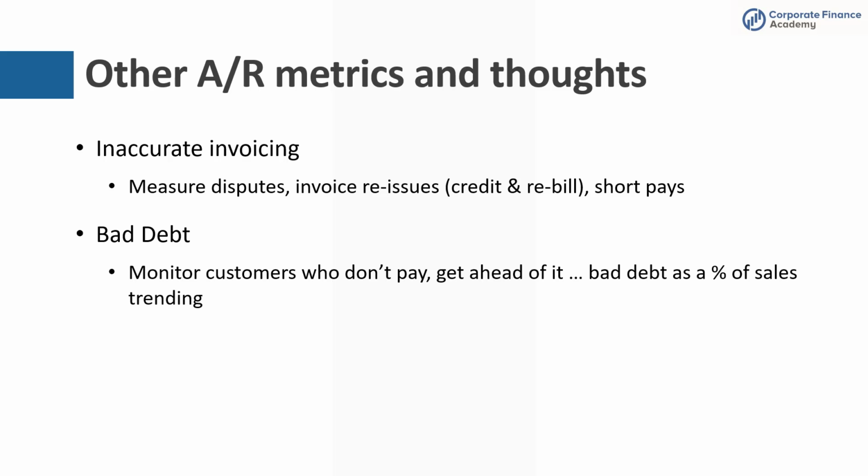So you want to monitor those customers who aren't paying or you're worried about. You get out ahead of it. You got to think about changing your underwriting practices to say maybe there are customers we shouldn't be extending credit to. That would mean they need to pay cash in advance or cash on delivery. And one metric you can use for that is bad debt as a percentage of sales.